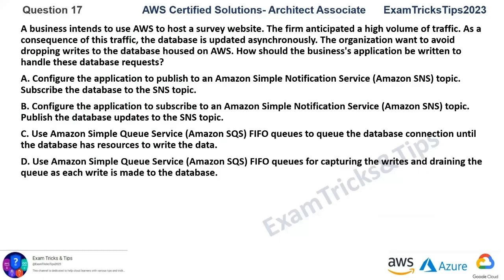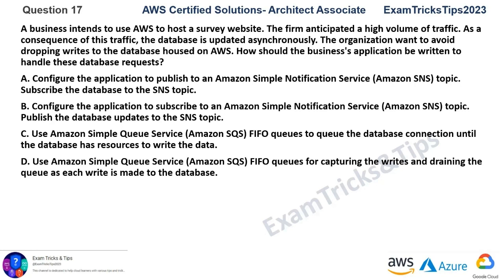Question number 17. A business intends to use AWS to host a survey website. The firm anticipates a high volume of traffic. As a consequence of this traffic, the database is updated asynchronously. The organization wants to avoid dropping writes to the database housed on AWS. How should the business application be written to handle these database requests?